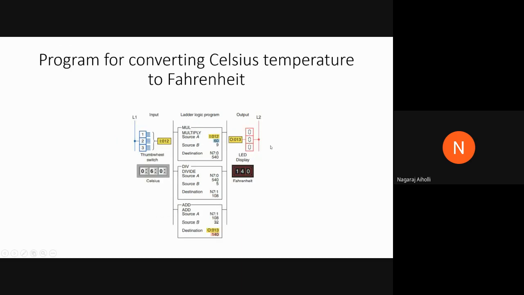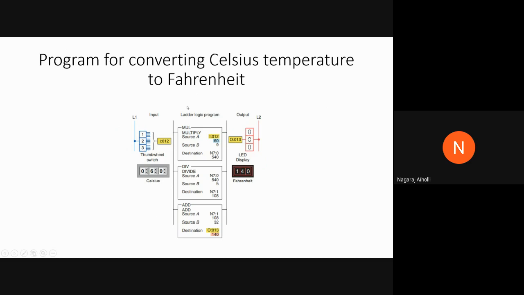Okay. Then the next program shows the conversion of the temperature from Celsius to Fahrenheit. The thumb wheel switch at the input side, when it is activated, we are providing the input here. The input is say 60 degrees Celsius. Input we are providing in the form of a thumb wheel switch. There are three switches here: first switch, second switch, and the third switch. First switch provides 0. Second switch is 6, that is 0110 in binary. Third switch is providing the value 0. The final value provided by the thumb wheel switch is 60 degrees Celsius.